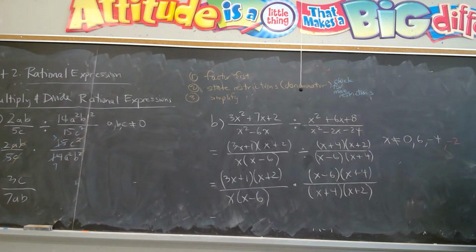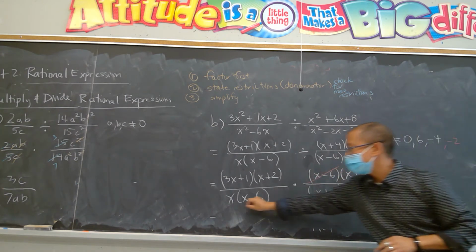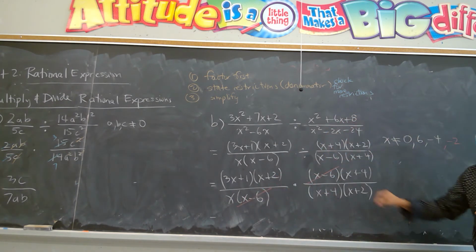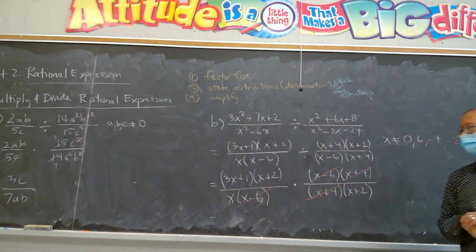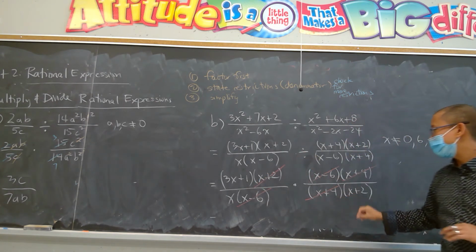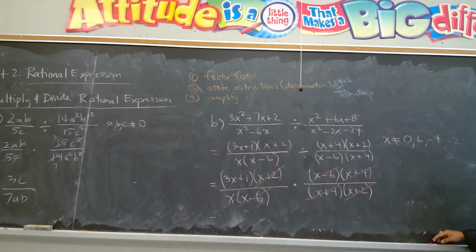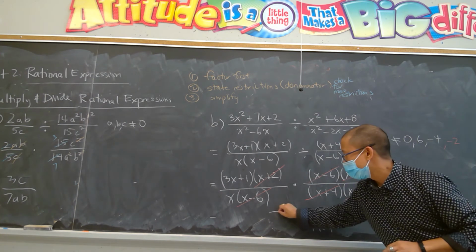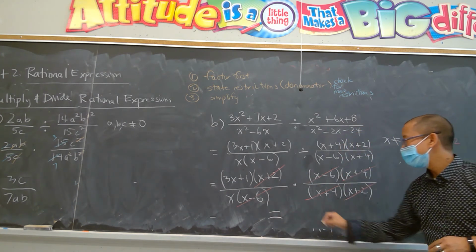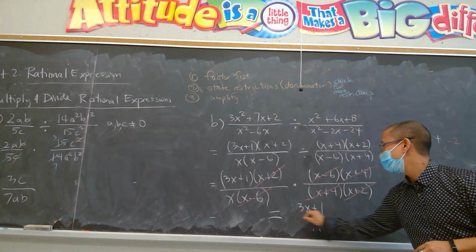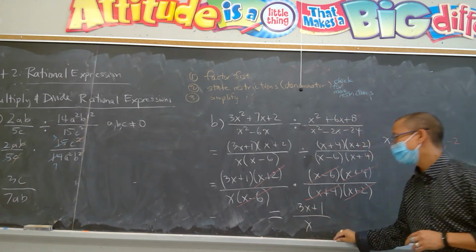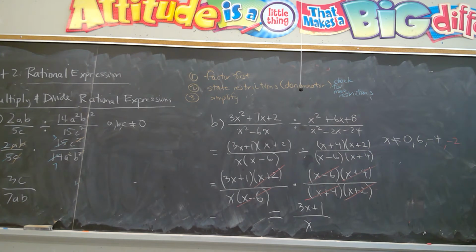And then now notice, after we do step 2, we start simplifying. That's when we start dividing out. So this x minus 6 and this x minus 6 down here, this x plus 4 and this x plus 4, and this x plus 2 and this x plus 2. And so I think our final answer is, and I apologize, hopefully you guys can see it at home, 3x plus 1 over x. Any questions from the class that's here?